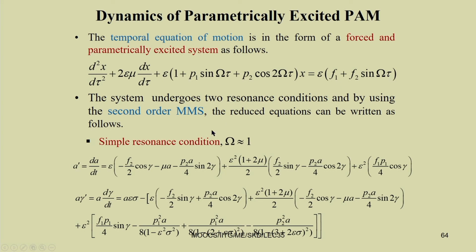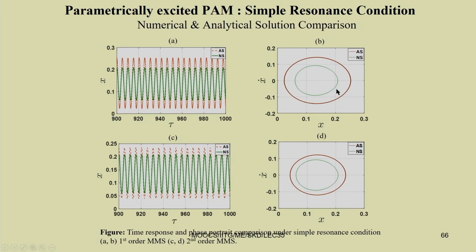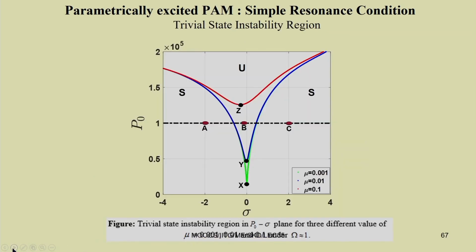So, here we can have different resonance conditions. By applying this method of multiple scales, we can study different resonance conditions. We can have this principal parametric resonance condition when omega is nearly equal to 2, and in case of principal parametric resonance conditions, again the numerical and analytical responses have been plotted. So, here you can see these parametric instability regions we have found.